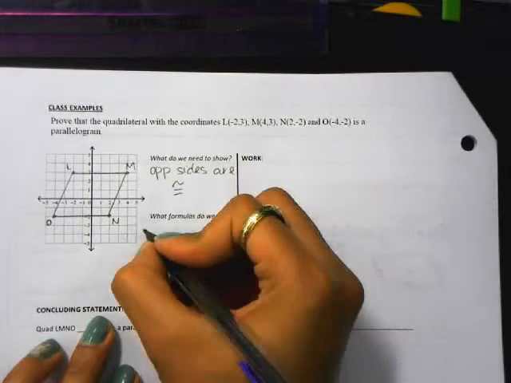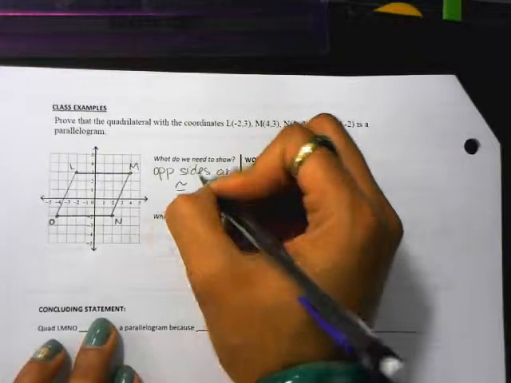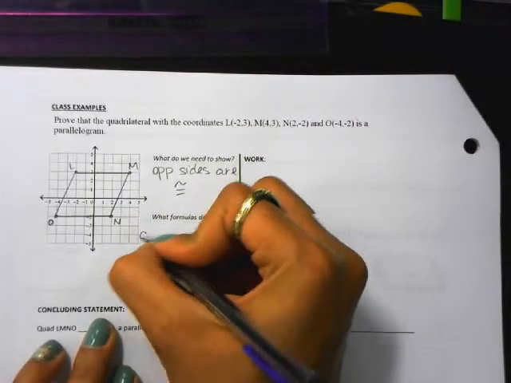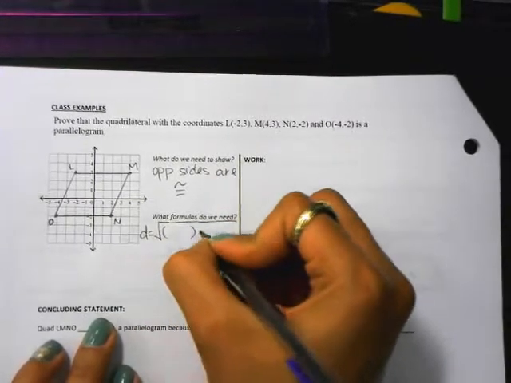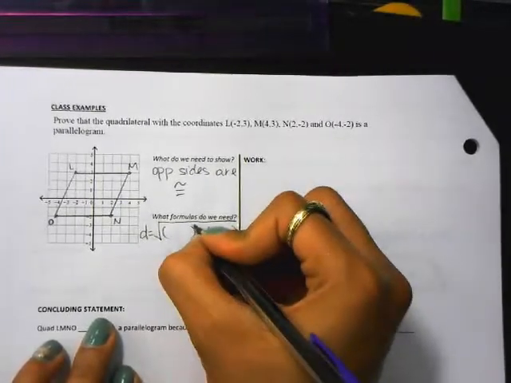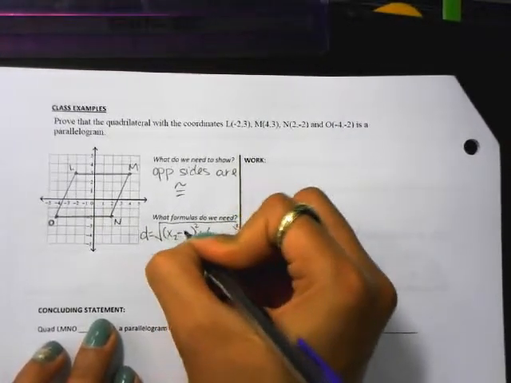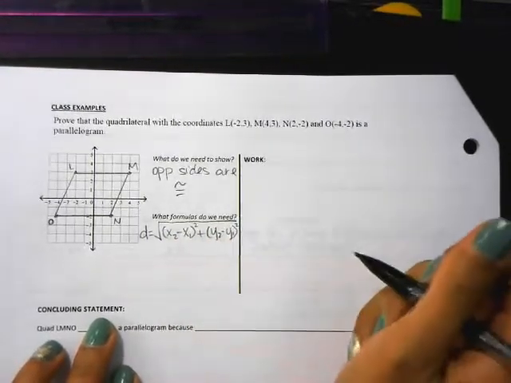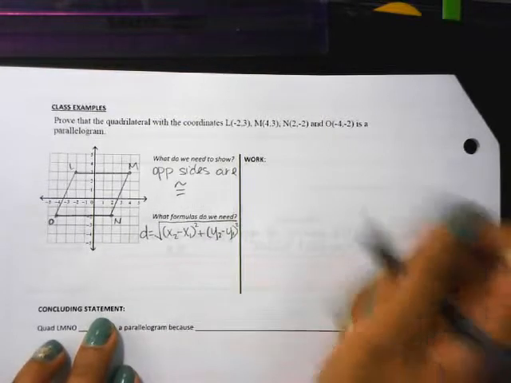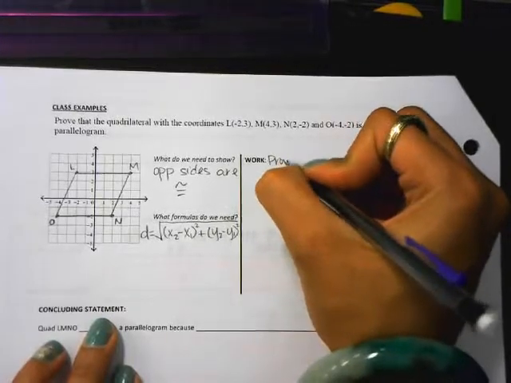So the distance formula is the square root house, 2 sets of parentheses with a plus sign in between, a square attached to those parentheses. X's go in the first one and they're subtracted, Y's go in the second one and they're subtracted. Okay, so now my work. What I'm going to do is I'm going to prove that 2 pairs of sides are congruent.